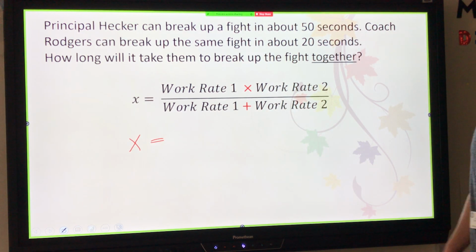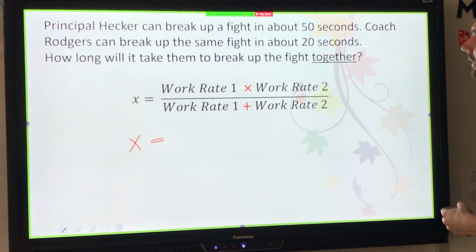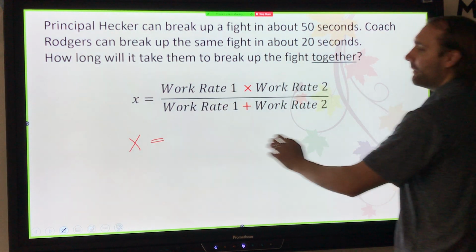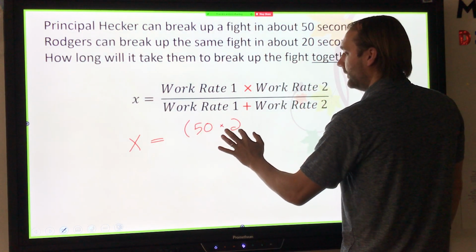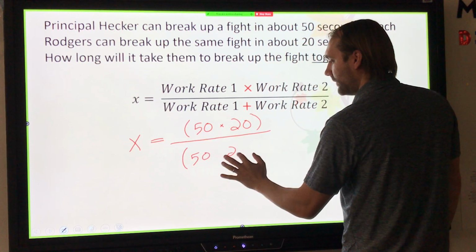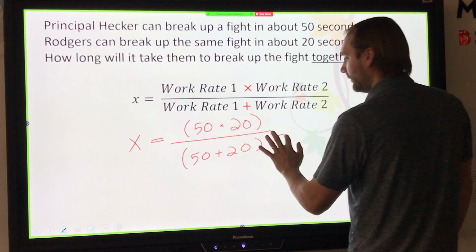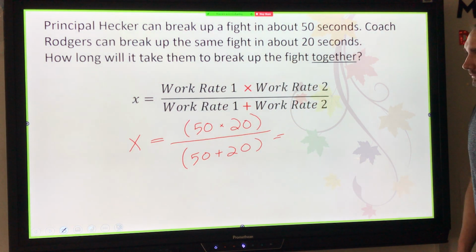So, again, I said multiply the top two rates, add the two rates in the denominator. So on the numerator here, I'm going to take 50, multiply it by 20. And on the denominator, what am I doing with these two numbers? I'm adding them. That's their work rate formula. Pretty easy, right? So 50 times 20.